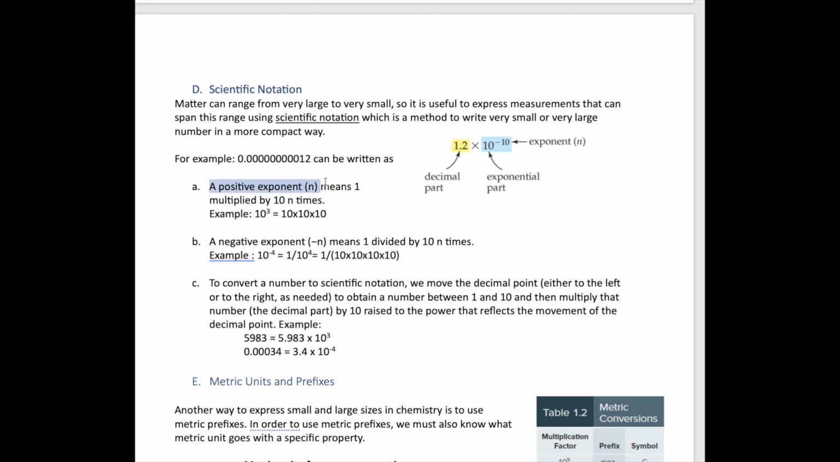A positive exponent just means that the 10 is multiplied by itself n times, whatever the exponent is. So for example, if it's 10 to the 3, that just means 10 times 10 times 10, or 1,000, okay?